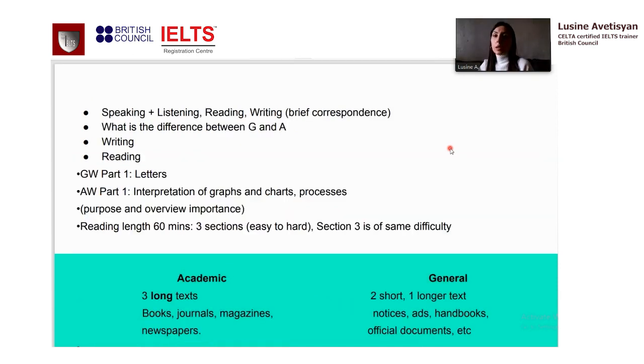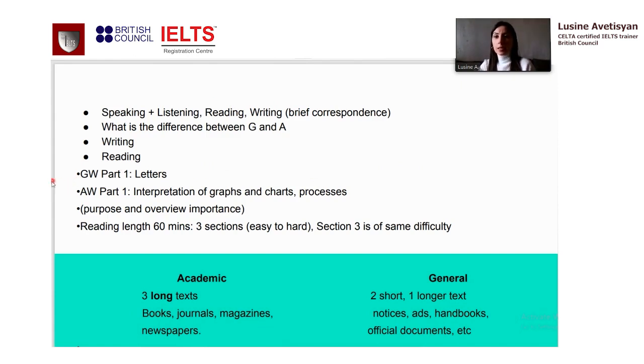The difference between the general and academic modules in the structure is that for writing in the general module, you are required to write a letter. Meanwhile, for academic test takers, there are loads of graphs, charts, and process diagrams for students to interpret. And also the reading part is different, and we're going to touch upon this in a second.